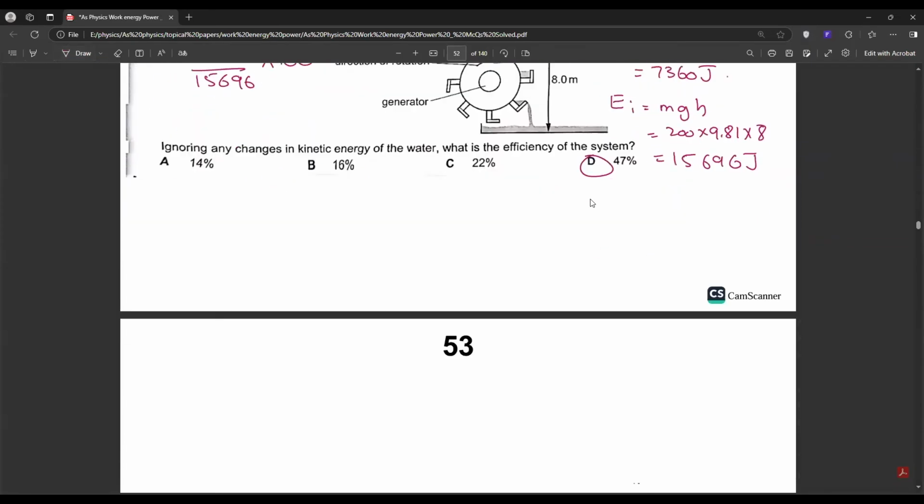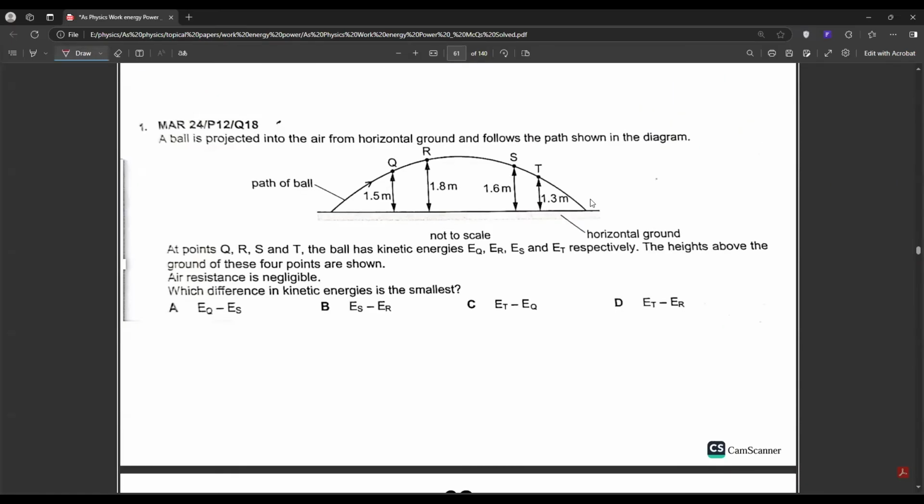Simple as that. A ball is projected into the air from horizontal ground and follows the path shown in the diagram. At points Q, R, S, and T, the ball has kinetic energy E_Q, E_R, E_S, and E_T respectively. The heights above the ground of these 4 points are shown. Air resistance is negligible. Which difference in the kinetic energy is the smallest? Very easy. The points whose height difference will be the least will have the least difference in kinetic energy. So let's find out Q and S.